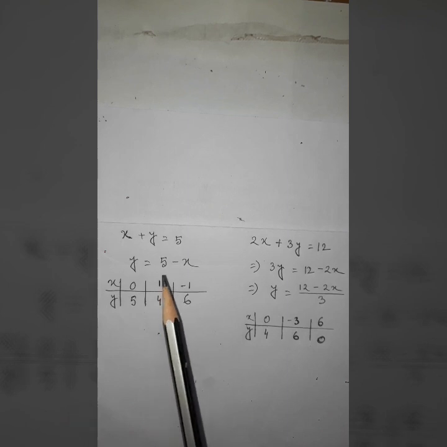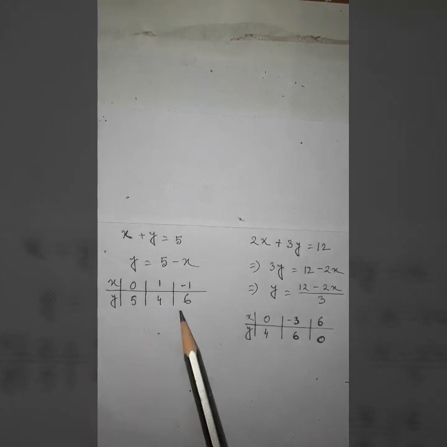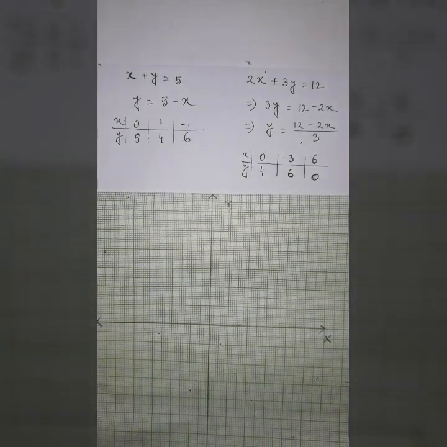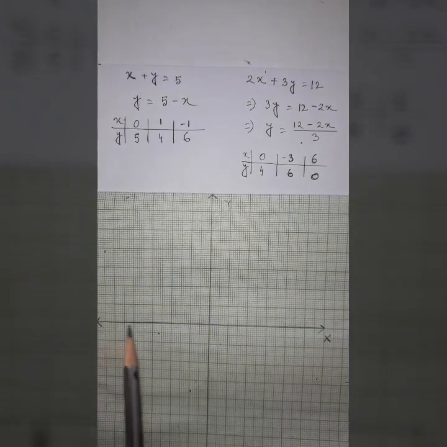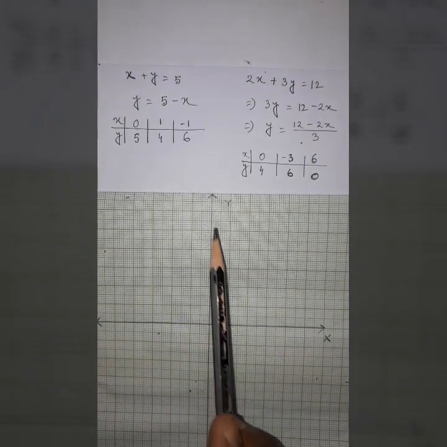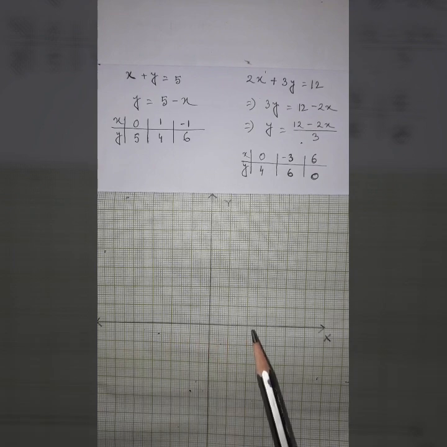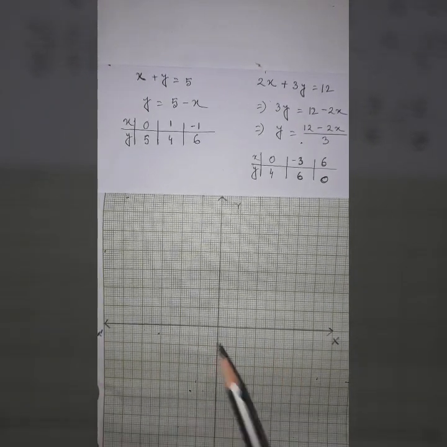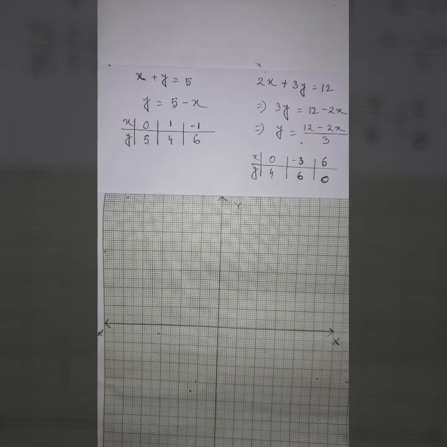Okay, after getting the points from the first equation and from the second equation, we have to plot these points on the graph to get these straight lines. Now to draw the graph, we have to draw the perpendicular axes. The horizontal axis is known as the x axis and the vertical axis is the y axis.